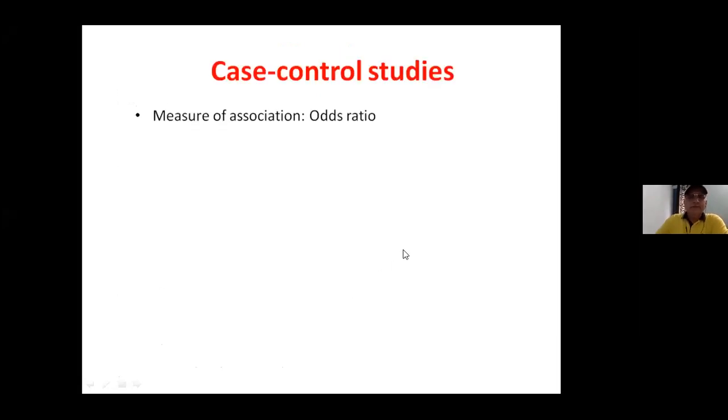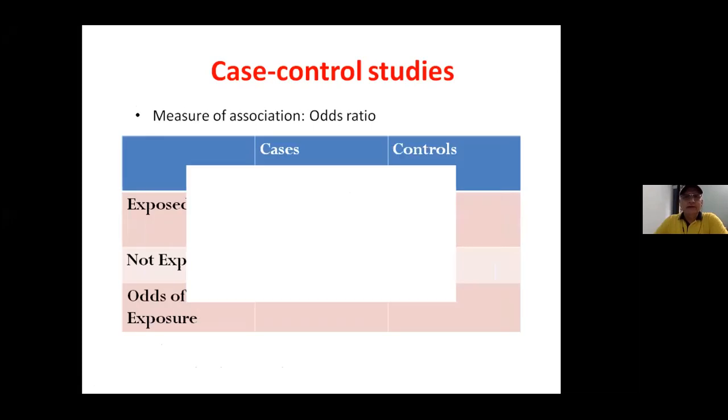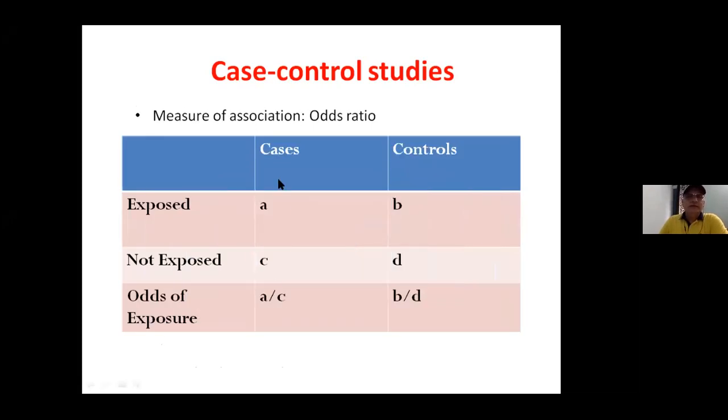Then another part: in case control studies, because we are dealing with the medical people here. In case control studies, let's say these are the cases and these are controls. Exposed, a number of cases are exposed, and in the control group, this is non-exposed. Then you look at the odds of each. Odds of exposed will be A by C, and in the control group it will be B by D. When you take the ratio of these two, it will give you the odds ratio. So odds ratio is just A into D divided by B into C if you have a 2 by 2 table. So in case control study, we generally compute odds ratio.